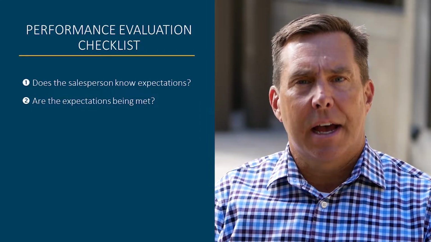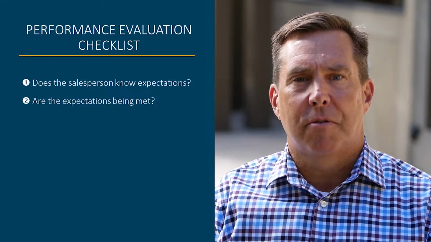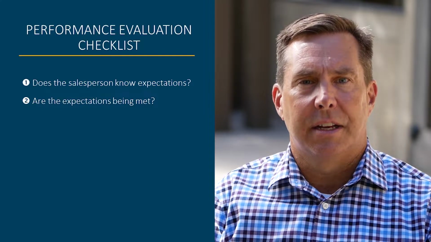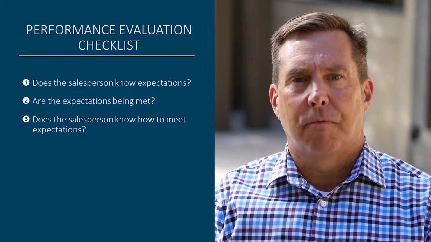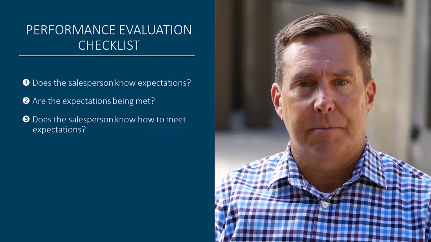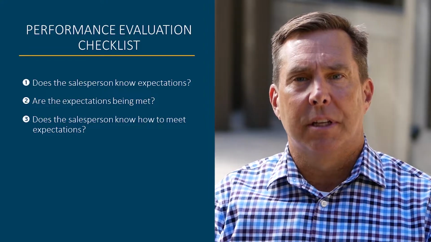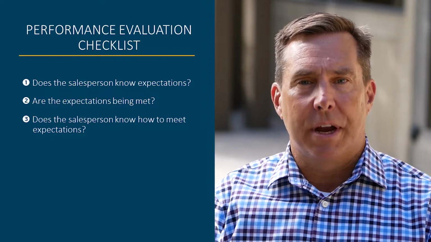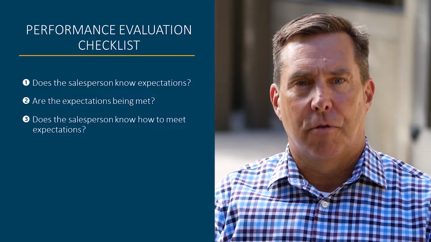The second question you want to ask is, are they meeting that expectation? If the salesperson is meeting the expectation, you should provide positive reinforcement and delegate as much responsibility as possible to that individual. The third question, if we've set expectations, we're monitoring performance, and they're not meeting our expectation, we should ask, do they know how to meet that expectation? In other words, have they had the training and the coaching to be able to perform at the level you're expecting? And if the answer is no, you know what to do. We probably need more training, more coaching, more reinforcement until they can demonstrate the behaviors you're looking for.